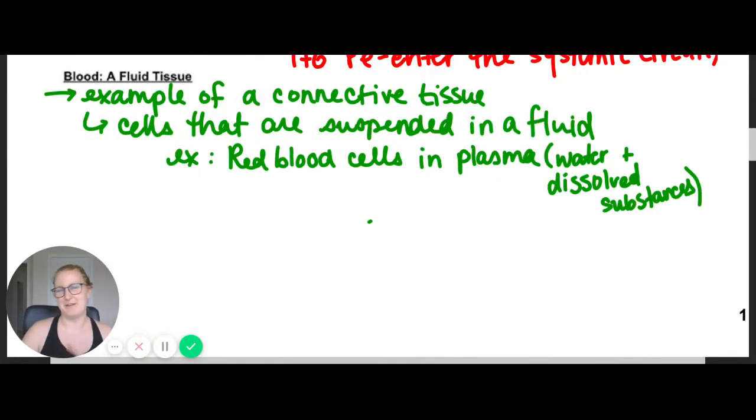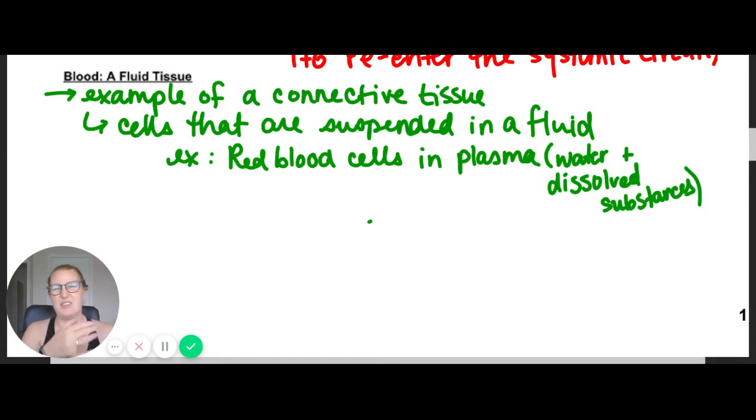So here we have just a bit of information about blood. You might have talked about blood as a tissue, as a connective tissue in grade 10. And what it means, connective tissue, it's a super general type of tissue, but it's anything suspended in a fluid. So for blood as an example, it's red blood cells that are in plasma. And plasma is essentially a fluid which contains water and lots of other things dissolved, which we'll talk about soon. And so we consider this a type of connective tissue.